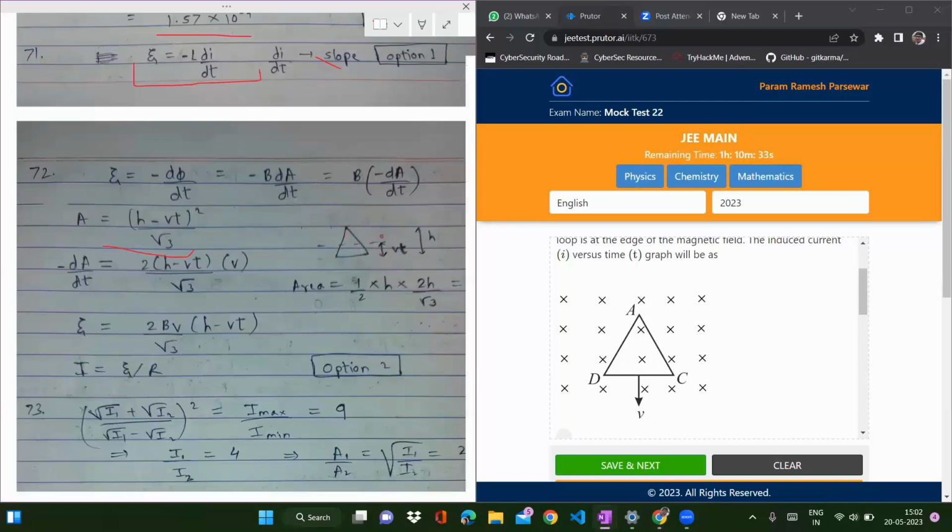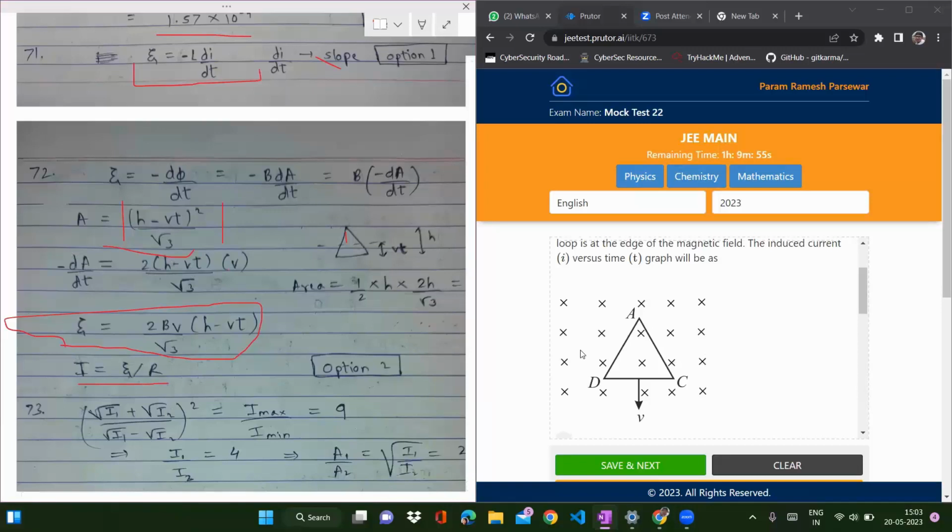So the height of the equilateral triangle which will be left in the magnetic field will be h minus vt, and for the area we have this formula, and from this the area comes out to be (h minus vt) whole square by root 3. So minus dA by dt comes out to be 2(h minus vt) into v by root 3. The induced EMF will have this value by putting the values in this formula, and so the induced current will be E by R.